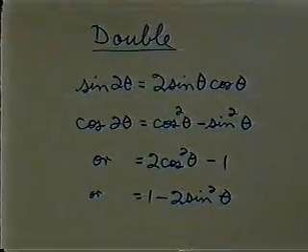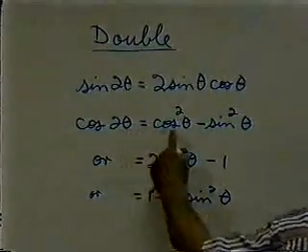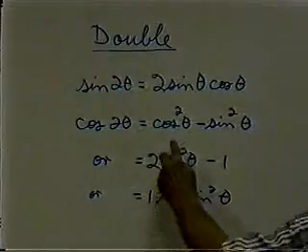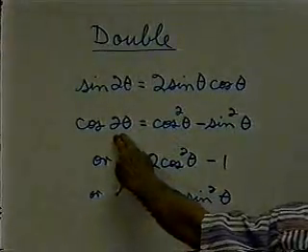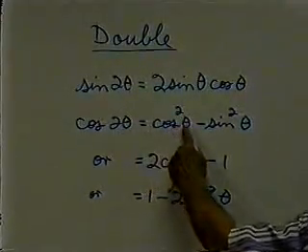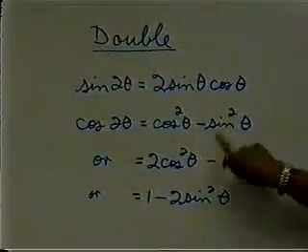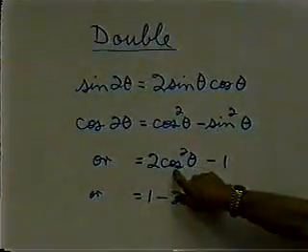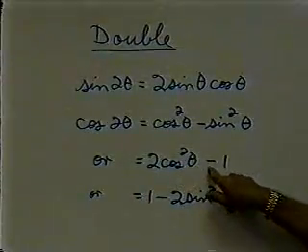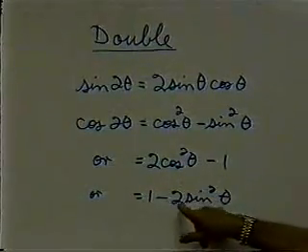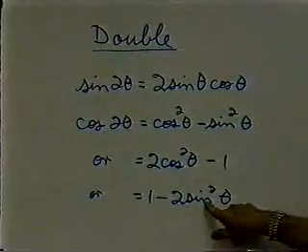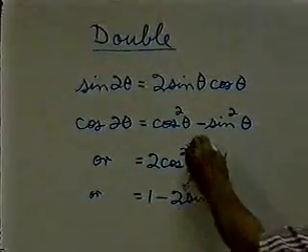Now the cosine is 3 choices. The cosine of twice an angle is the cosine squared of the angle minus the sine squared of the angle, or 2 times the cosine squared of the angle minus 1, or 1 minus 2 times the sine squared of the angle. These two come from this one.